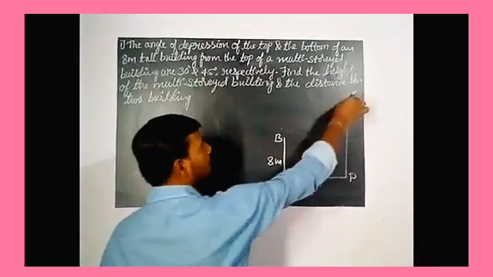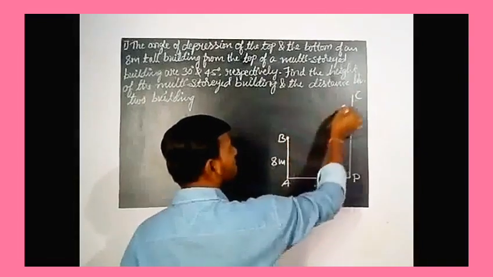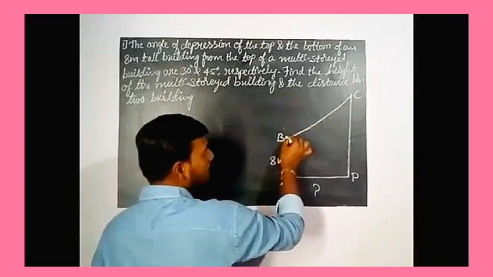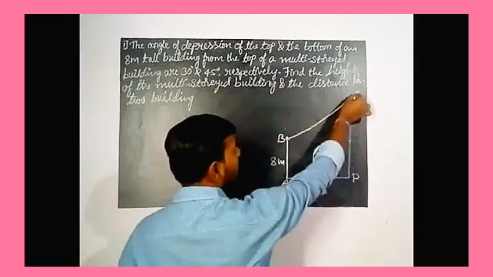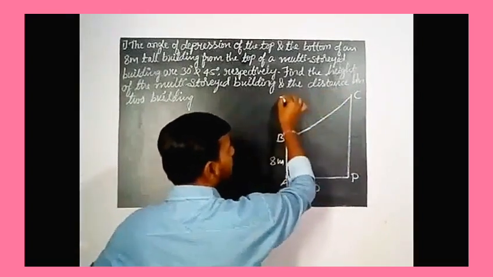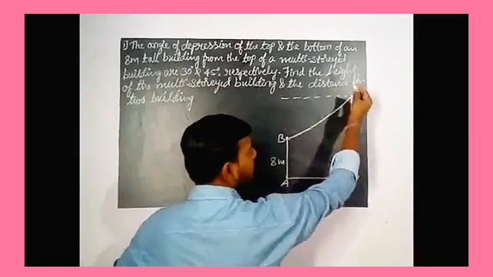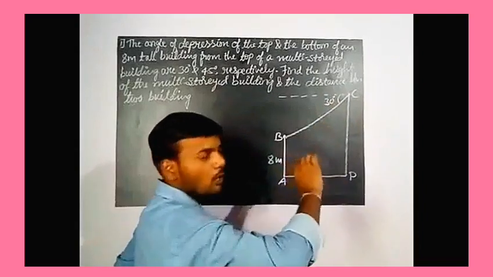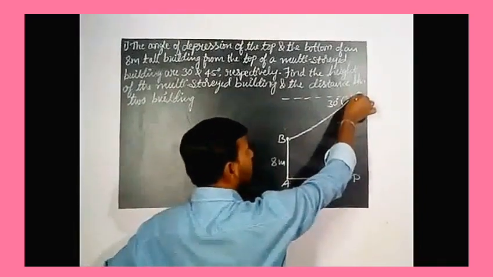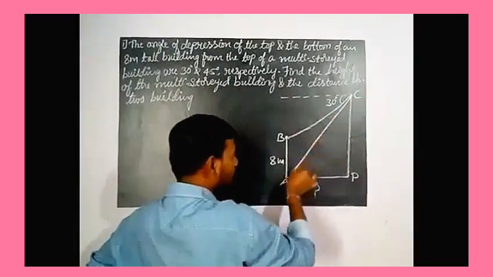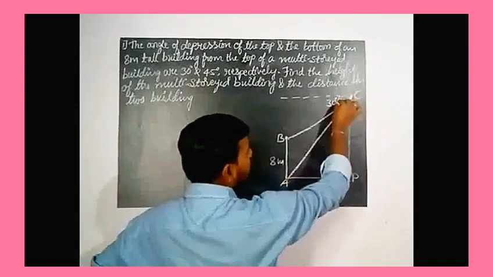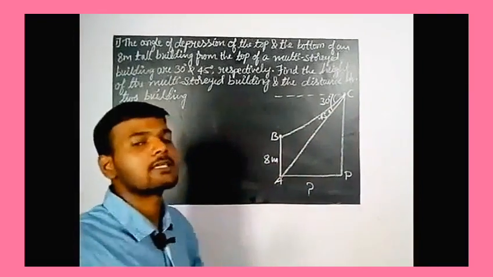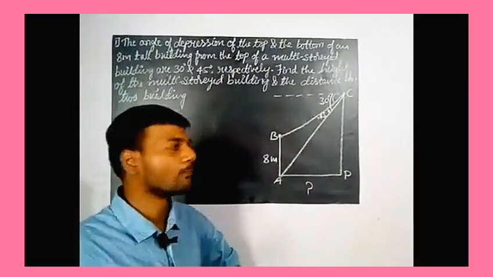Here, B point is the top of the 8-meter tall building, and it is at an angle of 30 degree, angle of depression. The angle of depression is taken from the top of the building, that is PC. So that is 30 degree. And the bottom of that building is 45 degree. So these are the angles of depression of the two buildings.